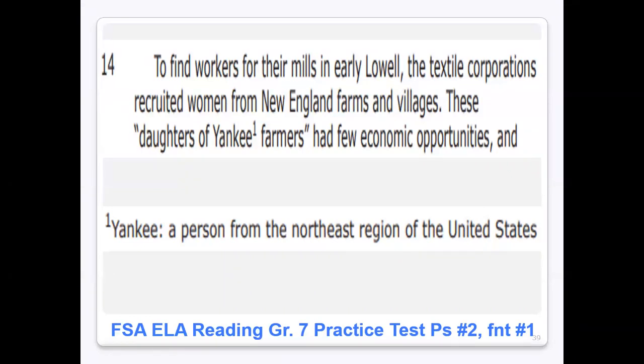All right, so the next one we have superscript 1, capital Yankee. This is from grade 7 practice test, passage 2, footnote 1. Again, we still have the same formatting. Paragraph is in 3.1, footnotes are in 7.5. Here, nothing is needed because the Y is capitalized, and Y can't be confused with a number.